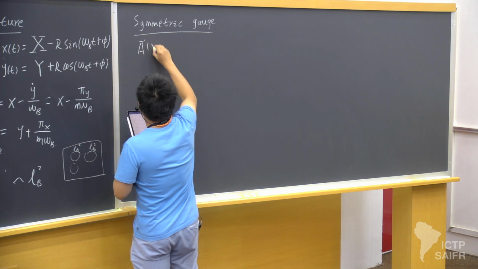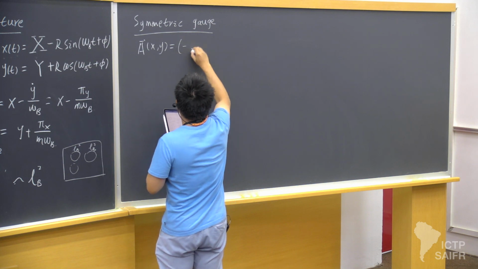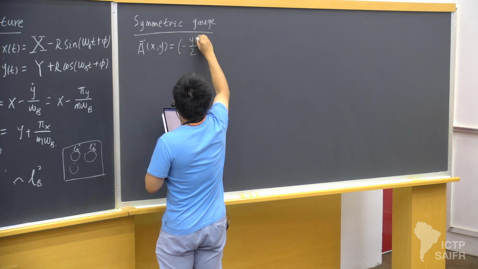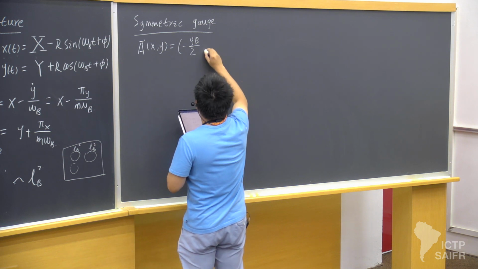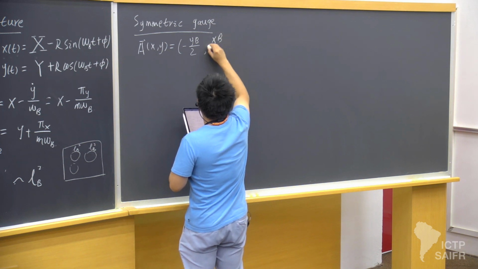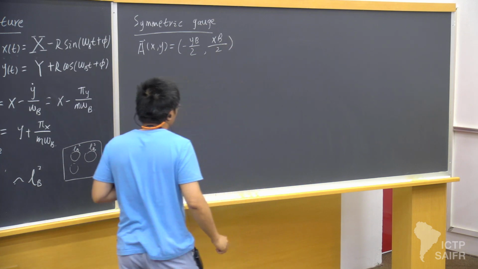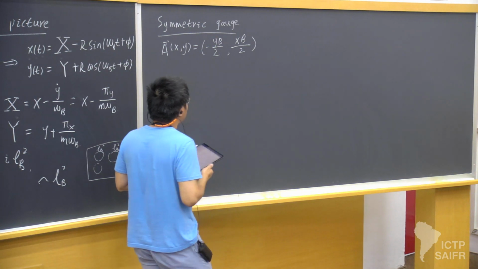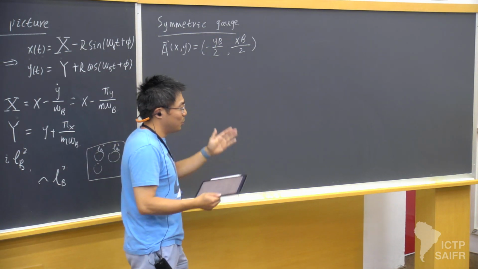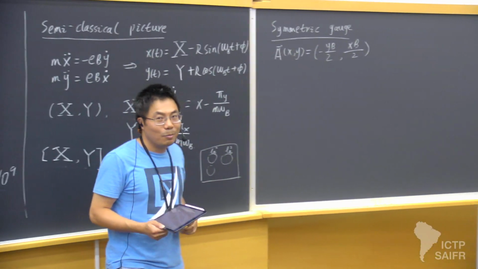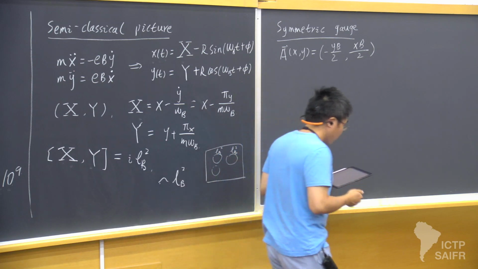So the vector potential I will have will be minus y times B over 2, and the y component will be x times B over 2, right? And for this gauge, you can say it breaks both translation along x and y directions, but the good thing is that it actually preserves the rotation symmetries.